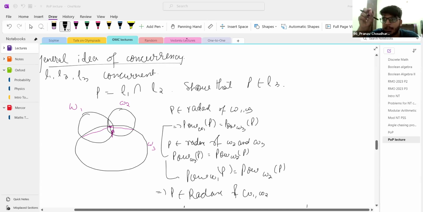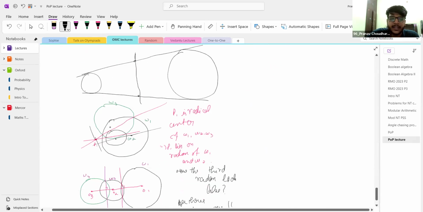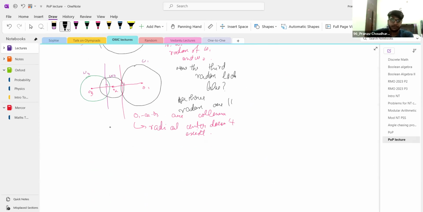They're concurrent at the point which is known as the radical center. The proof of this is: take the axes of two circles and you get these two equations, and these imply that the point should lie on the third radical axis. So that's all about the radical center. Now I just told you about a degenerate case when the radical center does not exist, or it can exist at the point at infinity, but we are dealing only with the real plane.